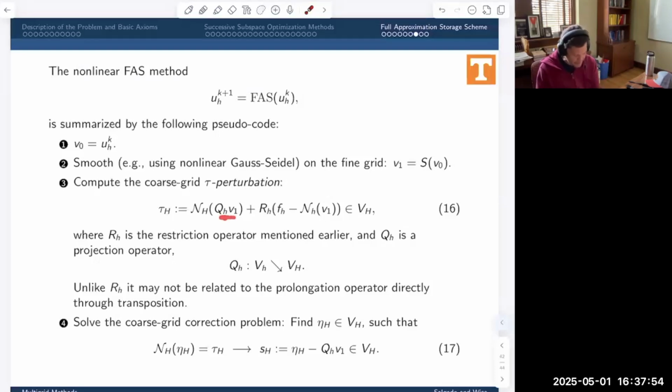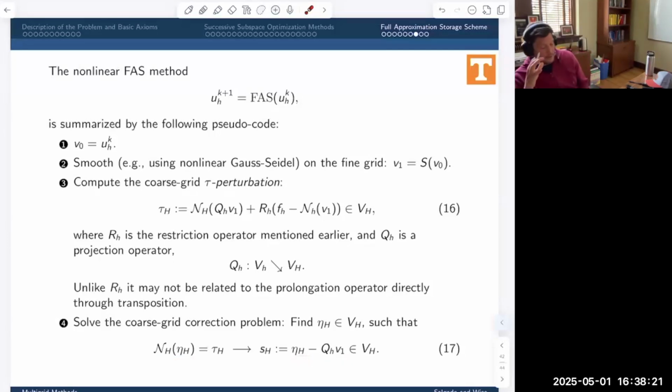The full approximation. And so that's why this method is called the full approximation storage method, because I have to keep a copy of this around in order to carry out my algorithm. I already know I have to keep a copy of V1 around because I'm going to have to correct V1. But the new thing, called the full approximation, is QHV1. That lives on the coarse grid. I have to subtract it off of this solution here.